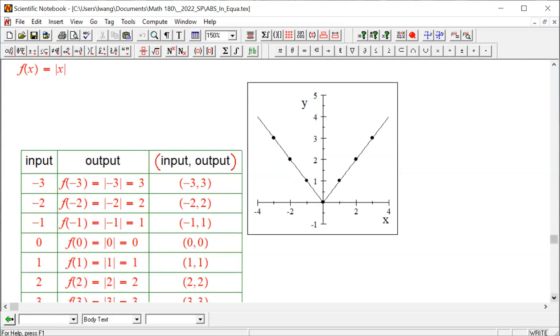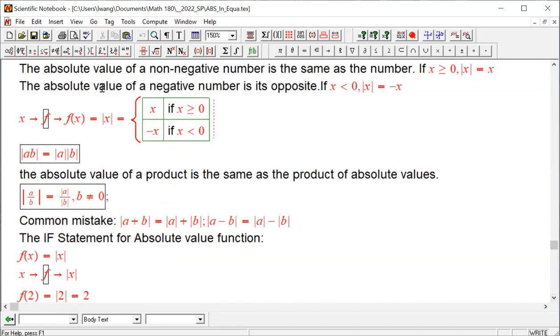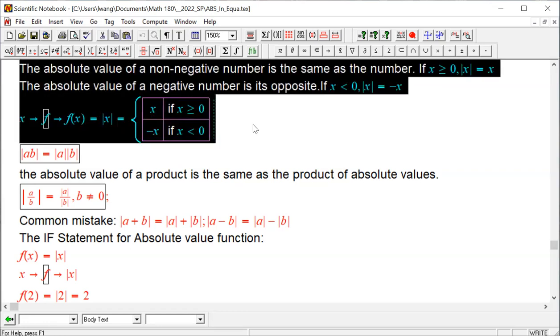At the time, we plotted the points one by one, and we talked about these two pieces of narrative: the absolute value of a non-negative number is the same as the number, and the absolute value of a negative number is its opposite. This function is so important, I don't want you to forget about it. In fact, we do this piece now, and we're going to do this piece once more later.